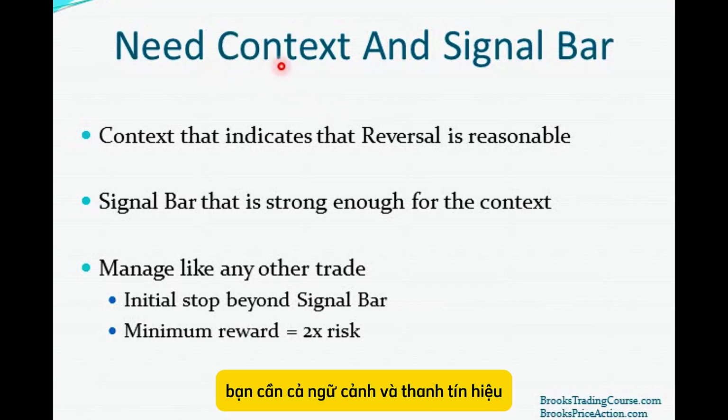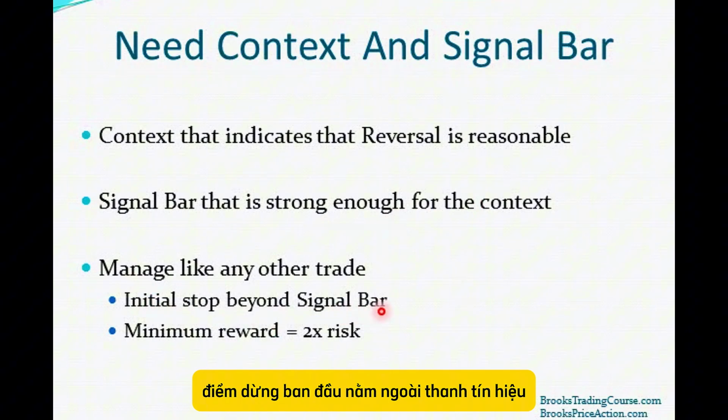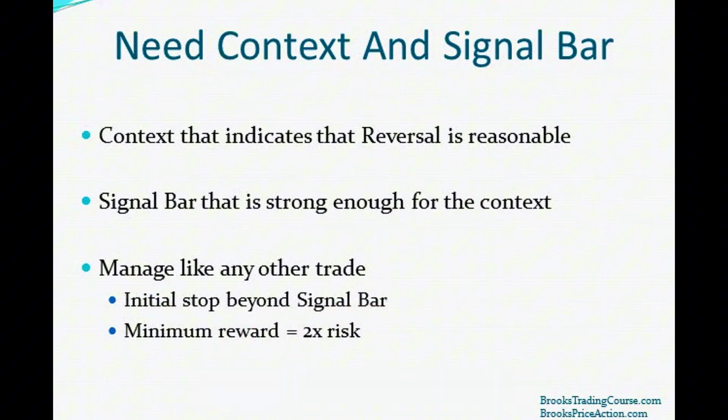You need both context and a signal bar. Context indicates that a reversal is reasonable, and a signal bar has to be strong enough to fit the context, and you manage it like any other trade. The initial stop is beyond the signal bar, and the minimum reward is twice the risk.